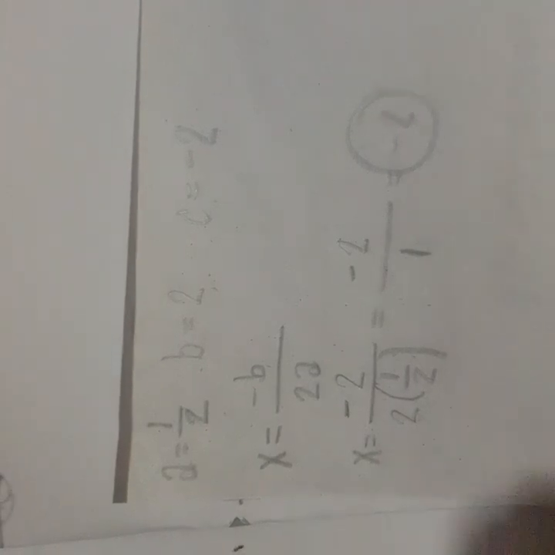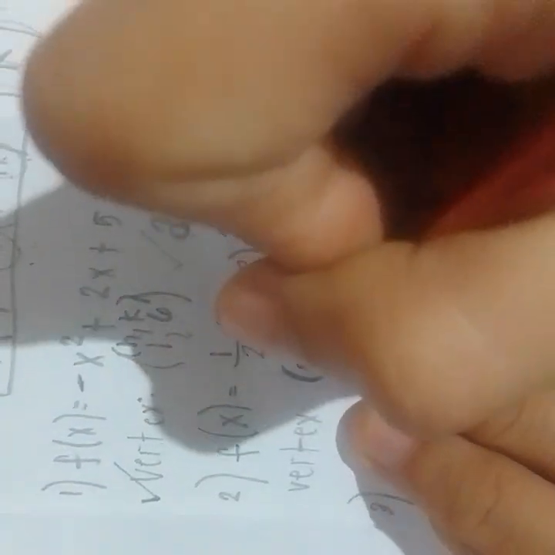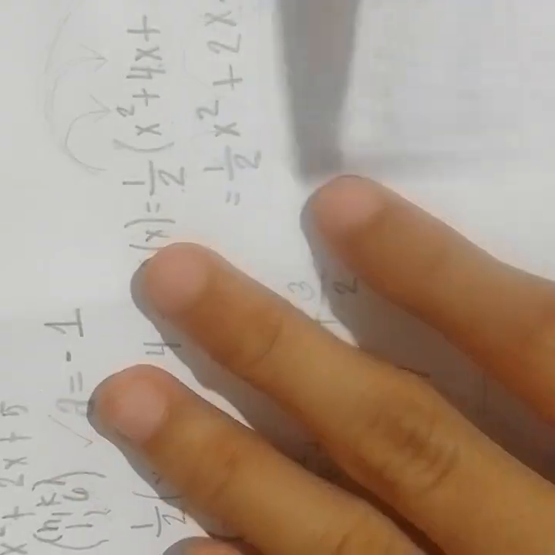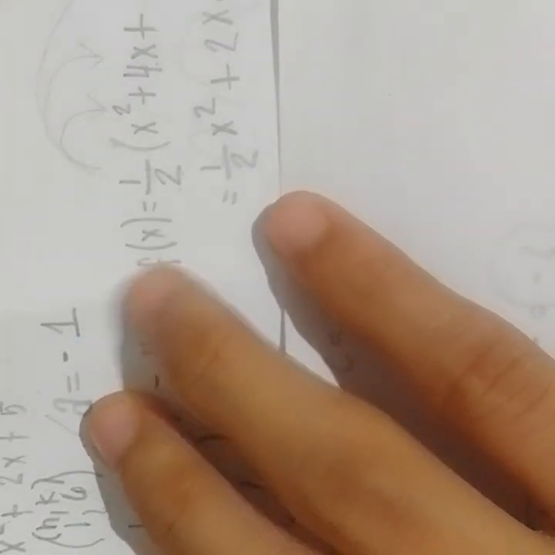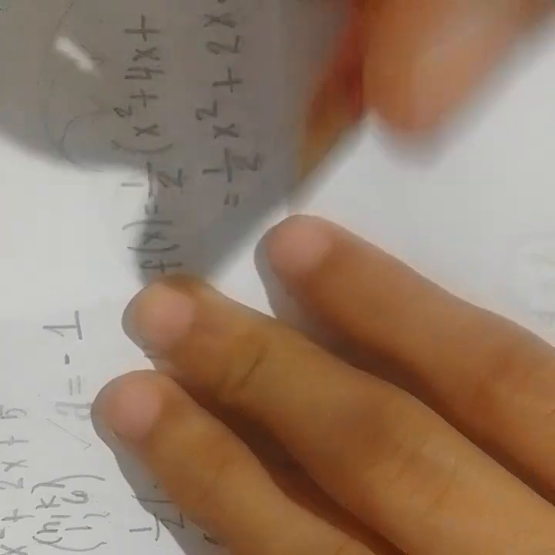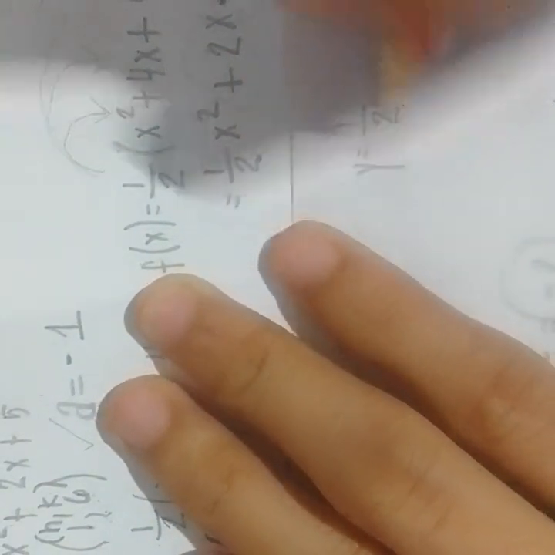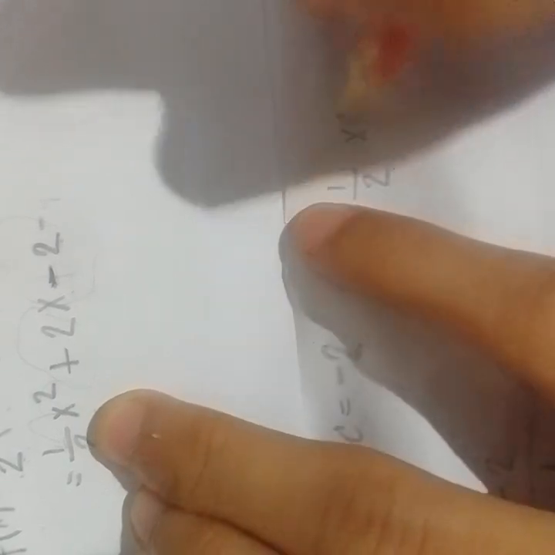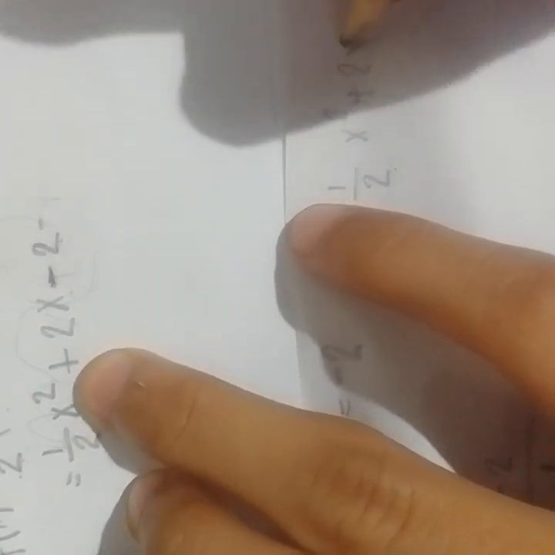So your x coordinate of the vertex is negative 2. Okay, we still lack the y coordinate. For the y coordinate, we will use the standard form of the quadratic function, which we solved earlier when we identified the values of a, b, and c. We have 1/2 x squared plus 2x minus 2. We will use the x we found earlier, which is negative 2.